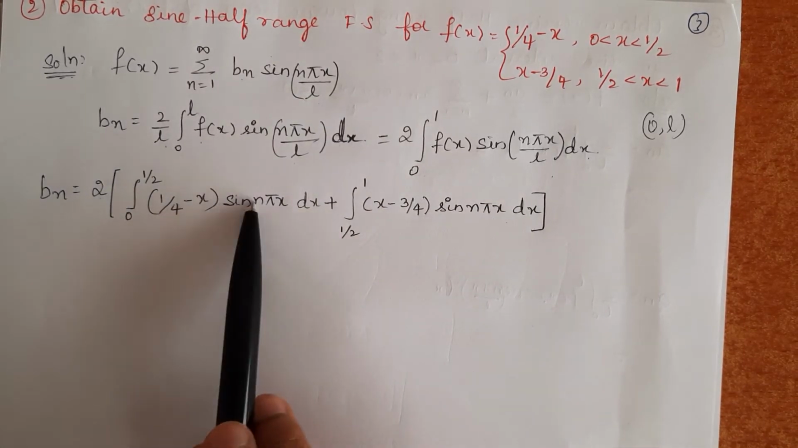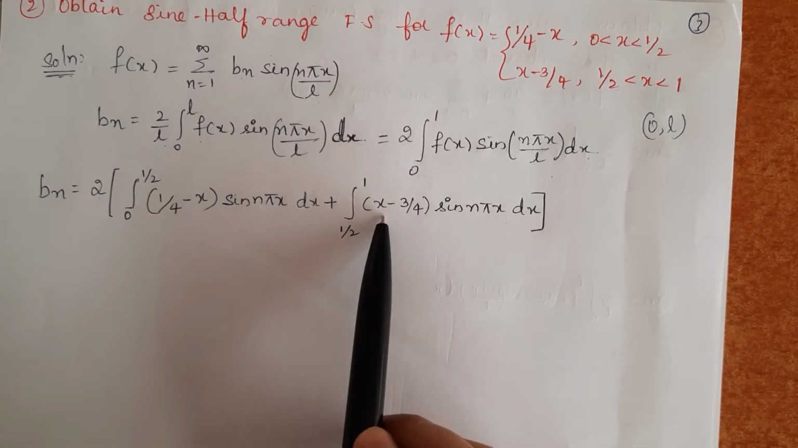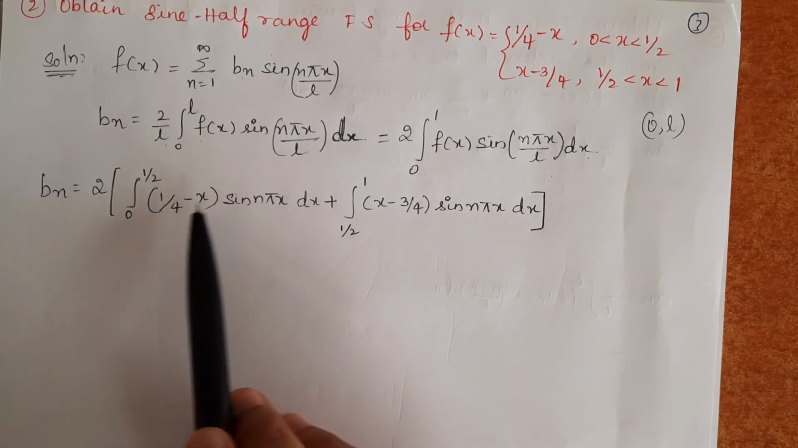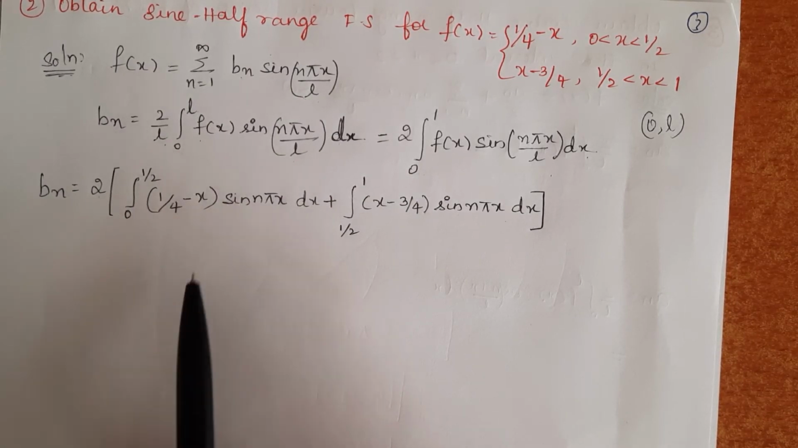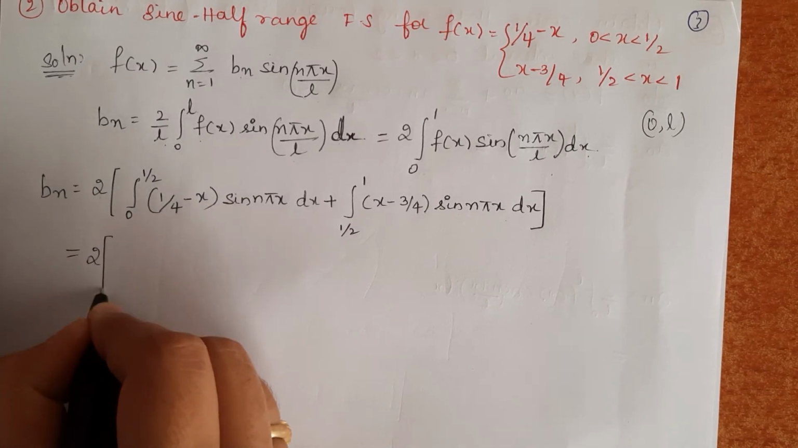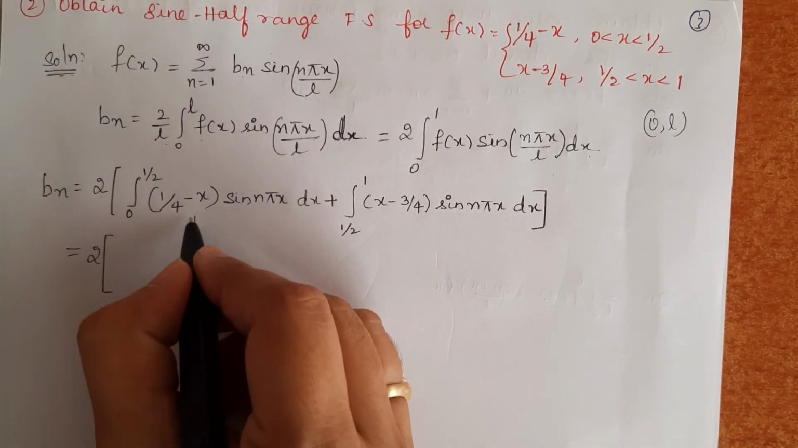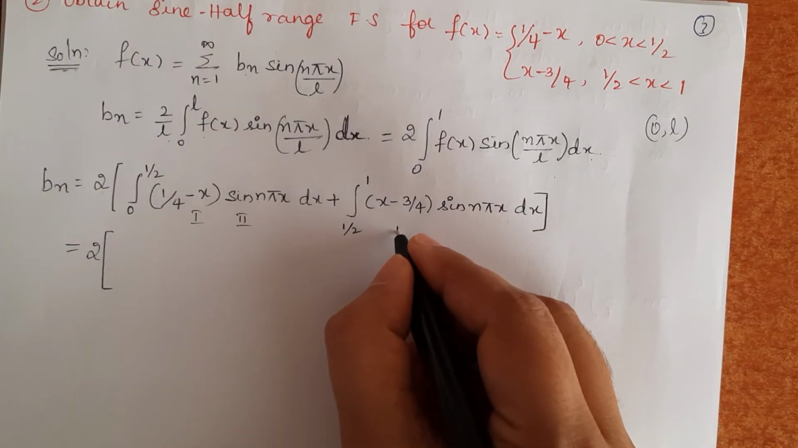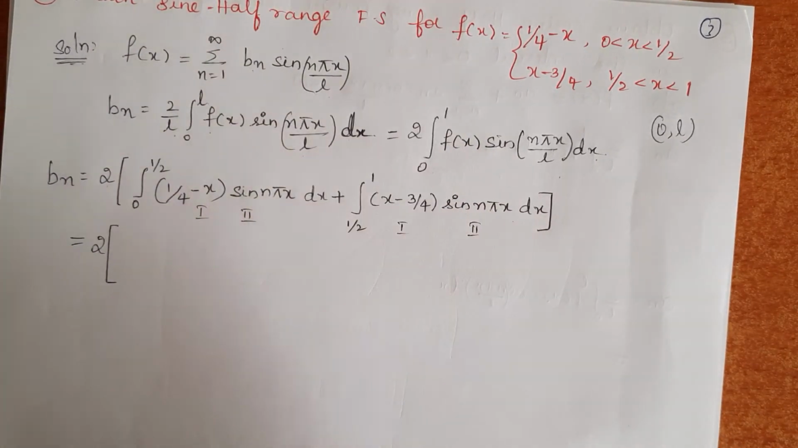Now, we have a product of two terms in both the integrals. So, we will apply Bernoulli's rule of integration and substitute the corresponding limits. Let us integrate it: 2 into, here the first function is this and the second function is this.